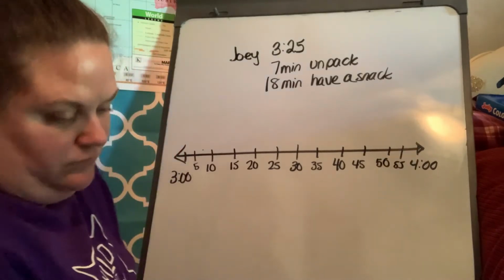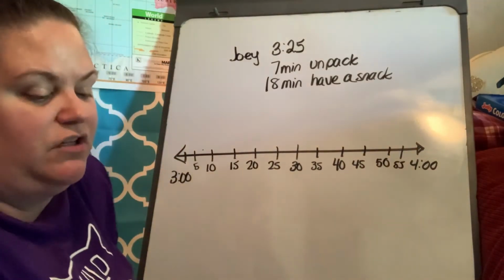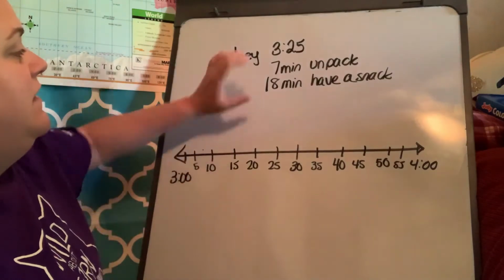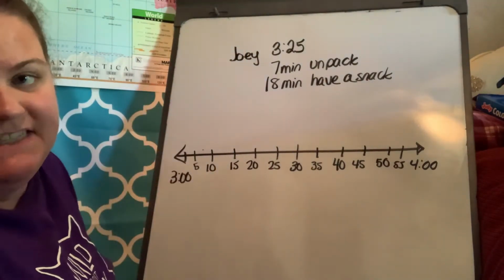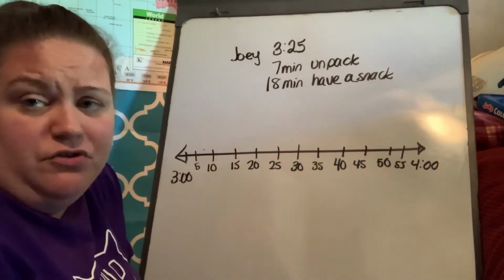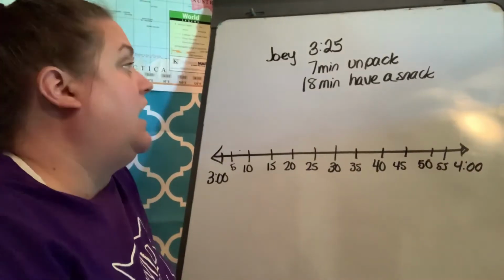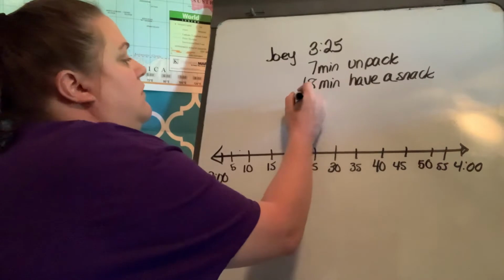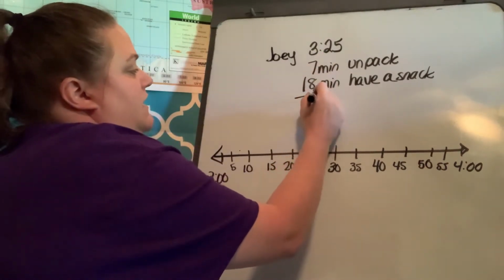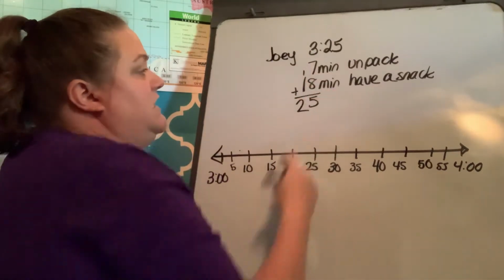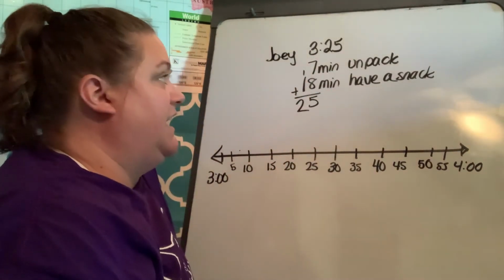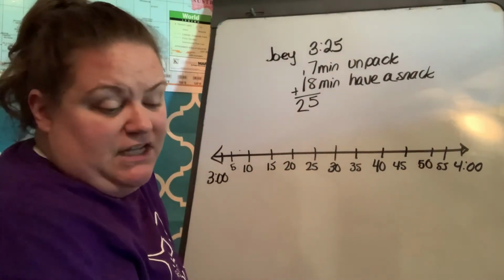So, there's a couple of ways you can look at this. You could add these two chunks of time together to come up with the total amount of time he spends on it, which is what I'm going to do. You also could just map it out, but I feel like that's going to be a lot of hops and jumps. So I'm actually going to do it this way. So if 7 plus 8 is 15, carry the 1, would be 25. So he's spending 25 minutes unpacking and having a snack after school when he gets home from school.